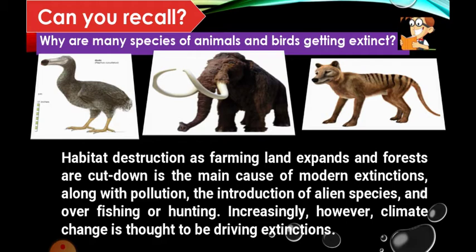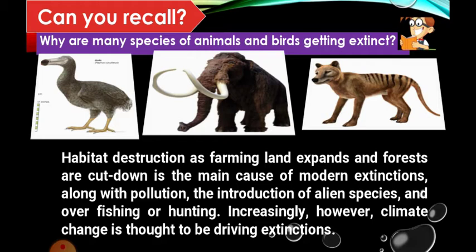So this is a main cause of modern extinctions, along with pollution, which I don't have to tell you about nowadays. There is too much pollution in the atmosphere, and this is another reason that many species of plants, animals and birds are getting extinct.